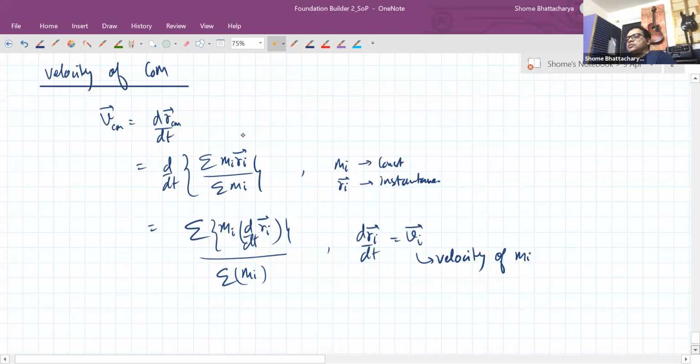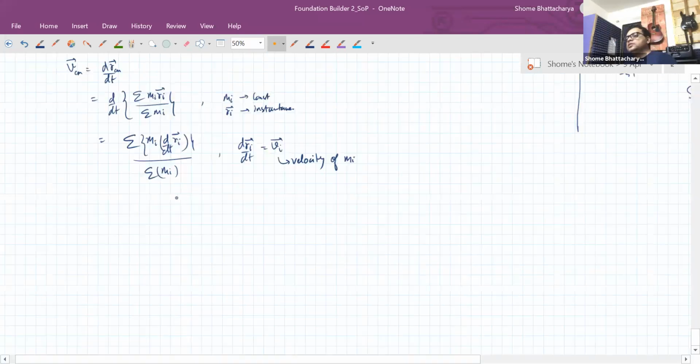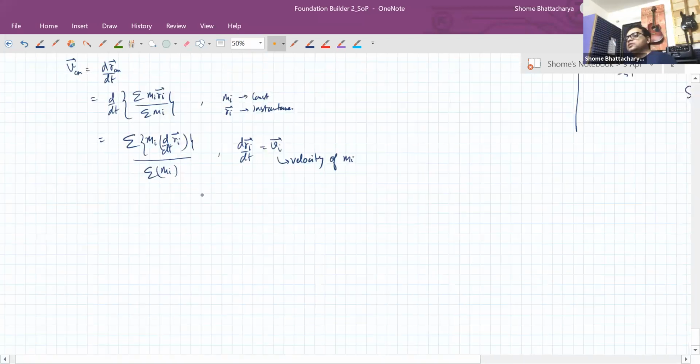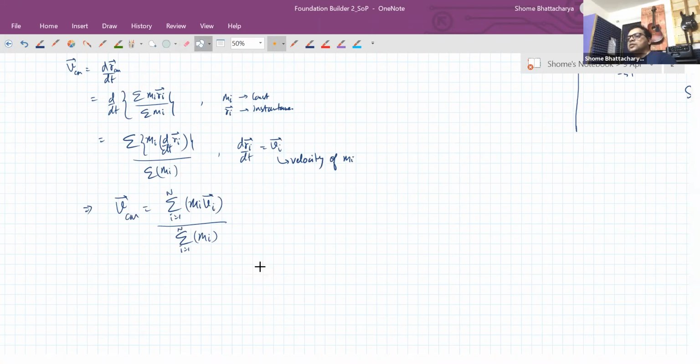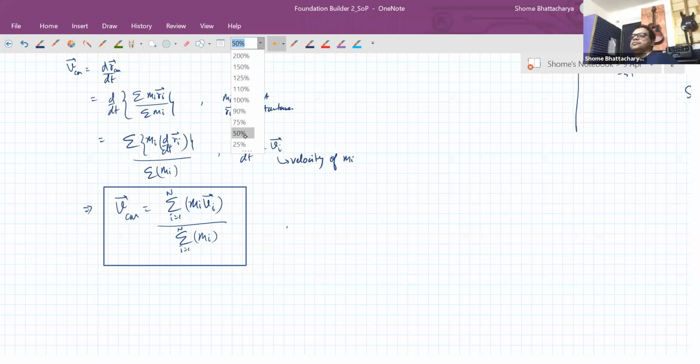So again, this formula also becomes symmetrical: the instantaneous velocity of center of mass is given by summation of mass into velocity of individual particles divided by the total mass. So this is going to be a more significant formula for us. We'll discuss it compared to the displacement formula. This is even more significant.